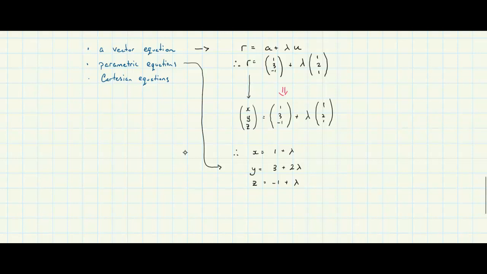Okay, and then to get to the Cartesian equations, from each of our parametric equations, we take lambda as the subject. So lambda here is equal to x minus 1. Lambda in my y equation is equal to y minus 3 over 2. And perhaps you can start to see falling out of this the position vectors and the direction vectors. By definition, look at what happens here. As lambda is made the subject of the top equation, what happens? We get x minus 1.